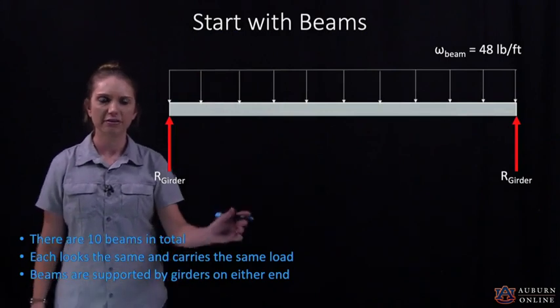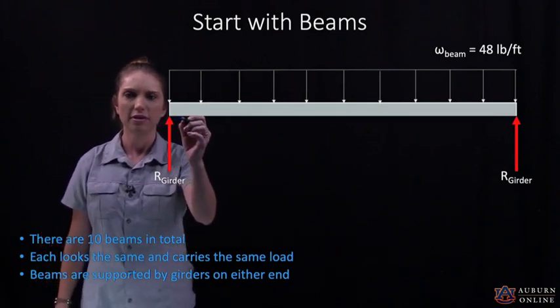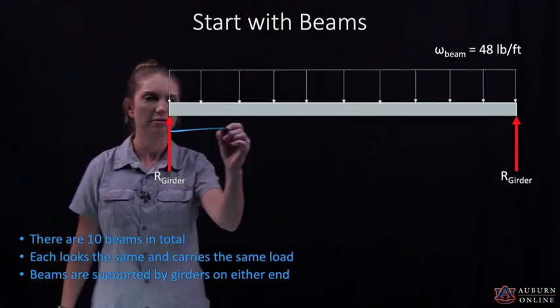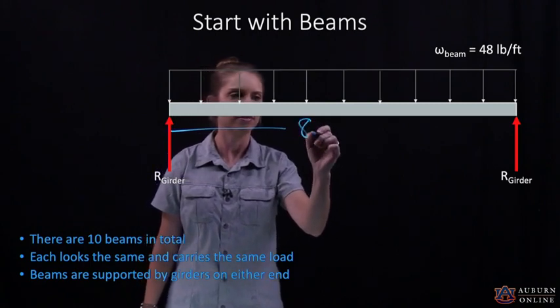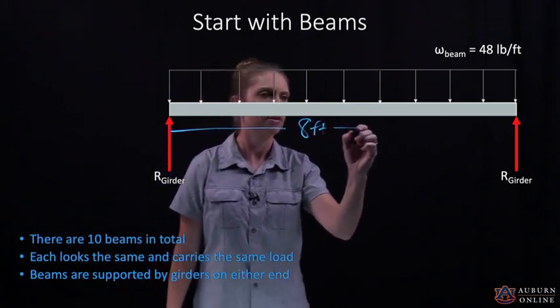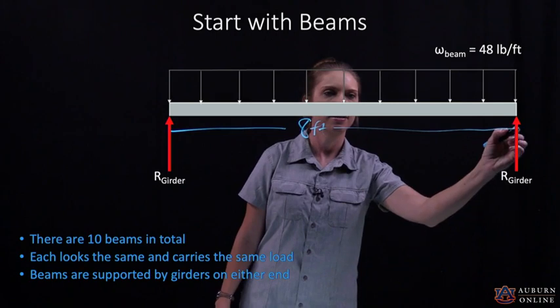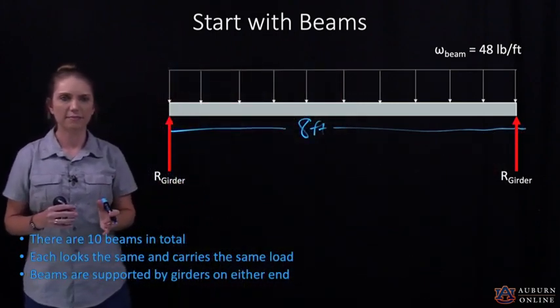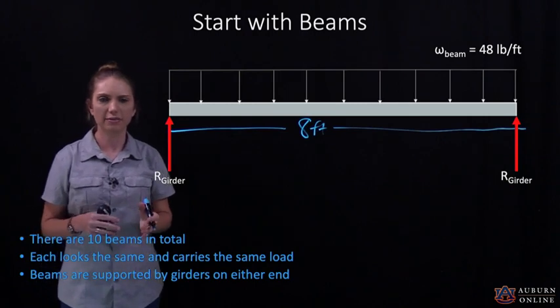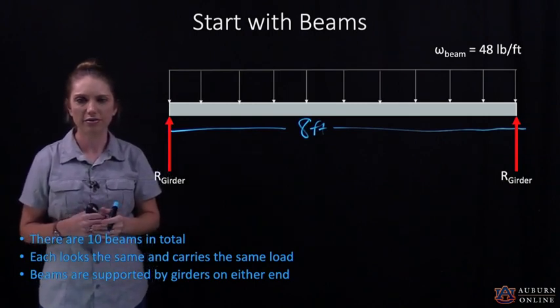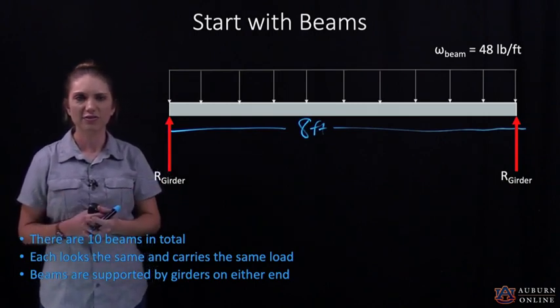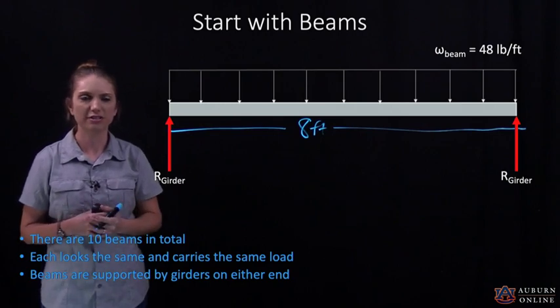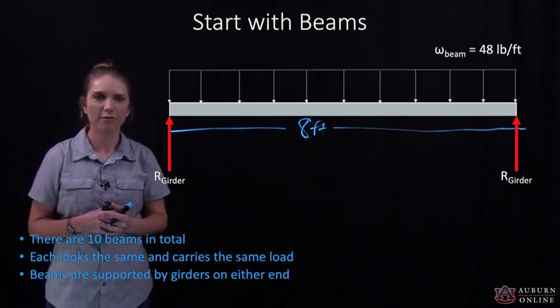As a reminder, the beams are each 8 foot long. So if we look here at the length of the beams, we have 8 feet. And again, we have 10 of these beams, but since they all look the same and have the same loading, the same length, and they're all supported by girders, we can do the calculations for the beam and girder reactions just one time for all.